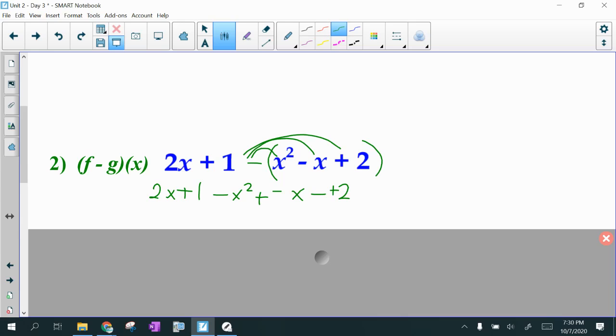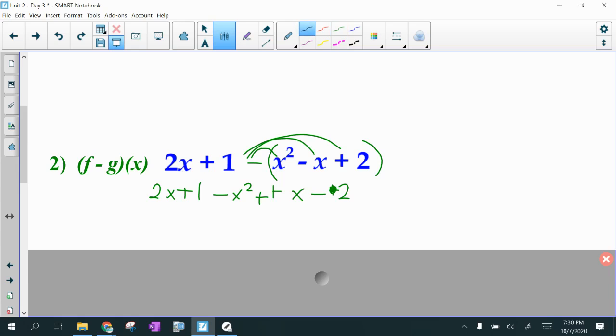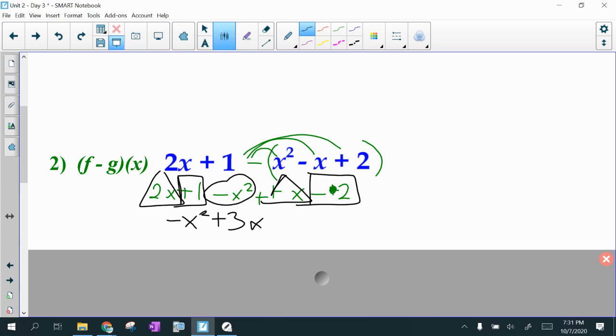Now, minus a negative is the same thing as plus a positive, and minus a positive 2 is just the same thing as just plain minus 2. And now, once again, I'm going to just combine my like terms together. So I've got a negative x squared from here. I'm going to combine together my 2x and my positive x here. So I'm looking at 3x. And then finally, I'm going to be grabbing my positive 1 and my negative 2, which is going to get me negative 1. So I'm now looking at an answer like that. Okay, and again, you can pause it and copy this down.